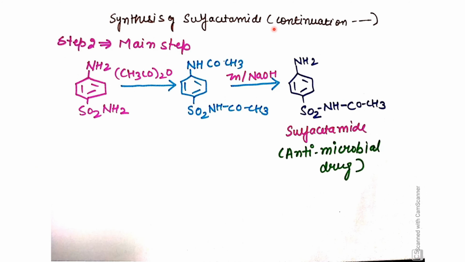This is the continuation of sulfacetamide synthesis. Step 2 is the main step. Here sulfanilamide reacts with acetic anhydride and in the presence of base the sulfacetamide is formed. In examination you can directly write this reaction. If you are not able to memorize step 1 then you can write this step 2 also. This sulfacetamide is a strong antimicrobial drug and this is a sulfonamide derivative.